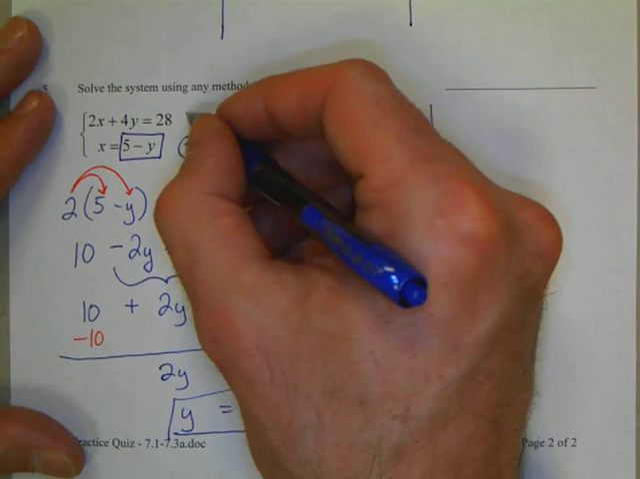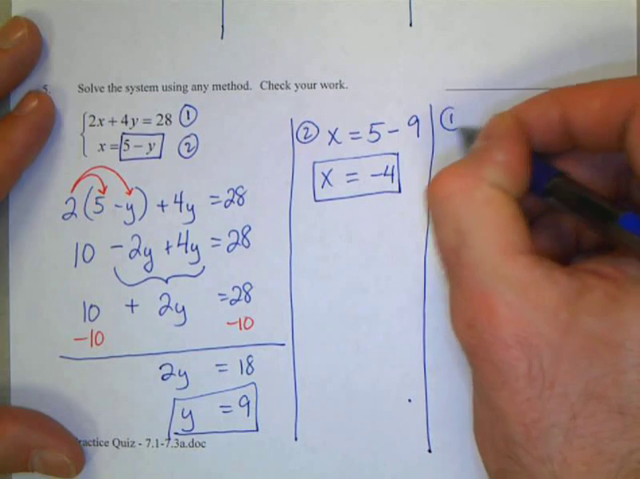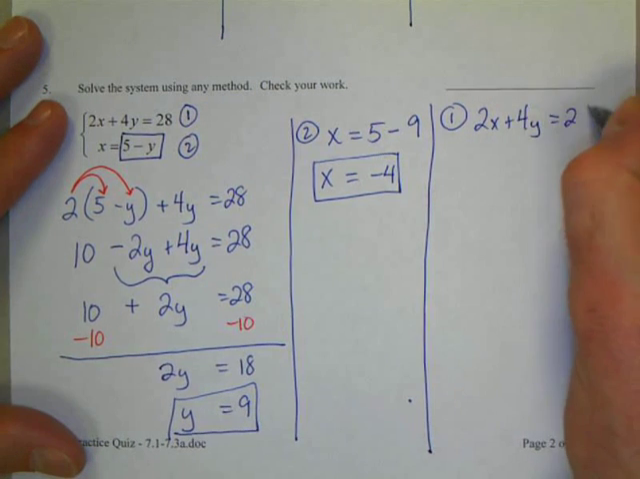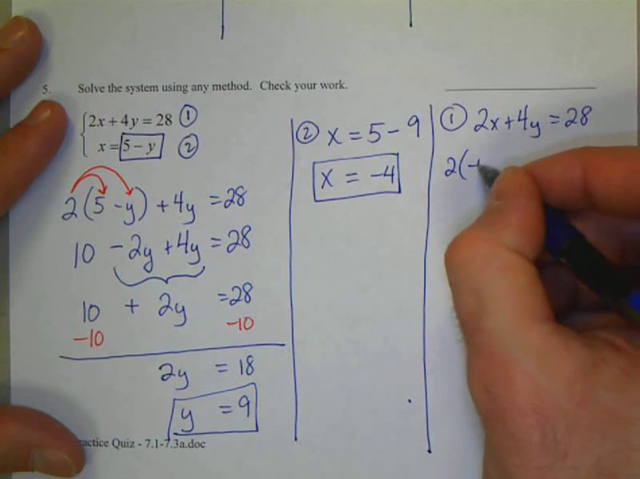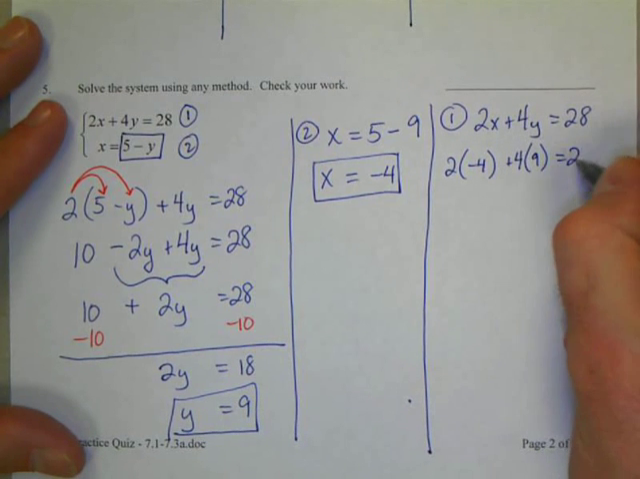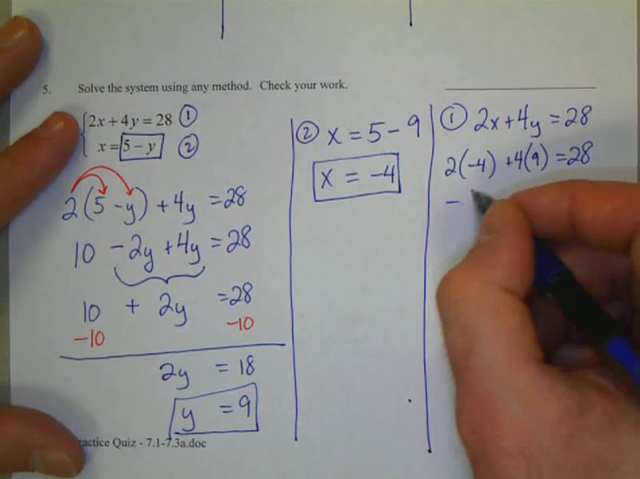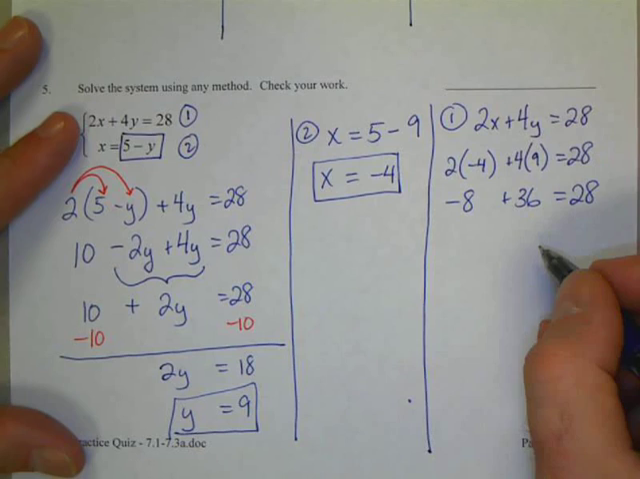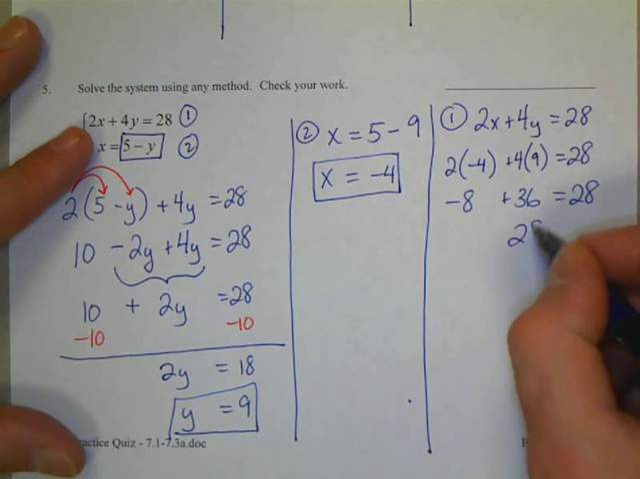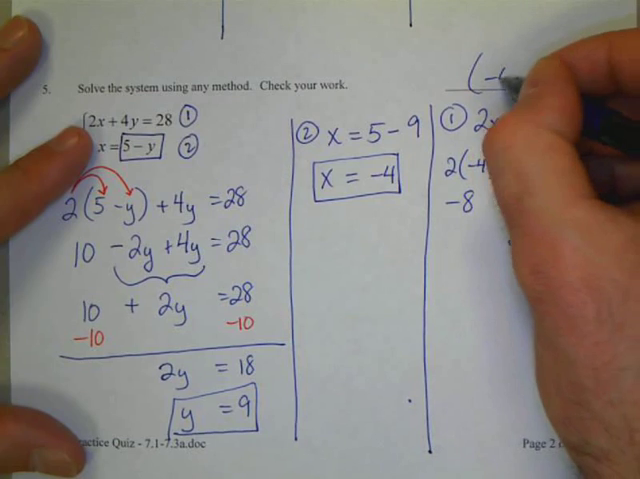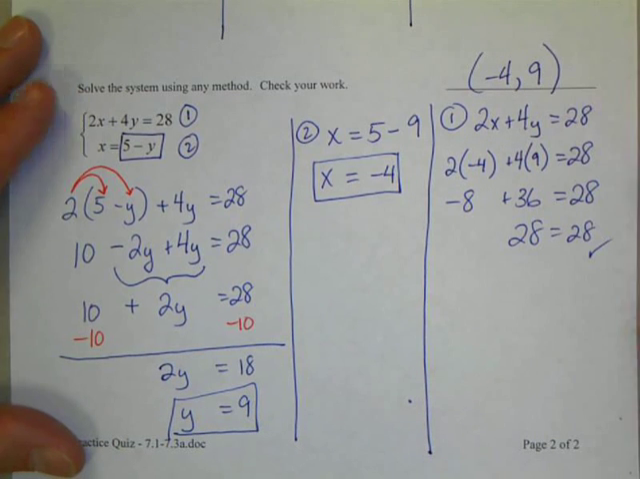Since we used equation 2 to solve it, we use equation 1 to check it. 2x plus 4y equals 28. I take the value of x, negative 4, and the value of y, positive 9, and I plug them into the equation. Negative 8 plus 36 equals 28. Negative 8 plus 36 is 28, and so the problem does check, and my answer is negative 4, positive 9.